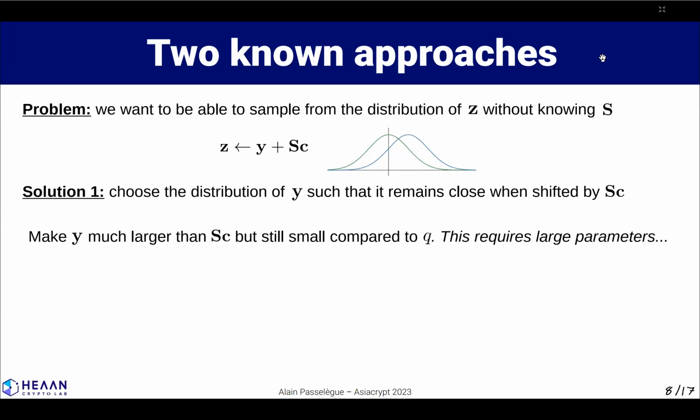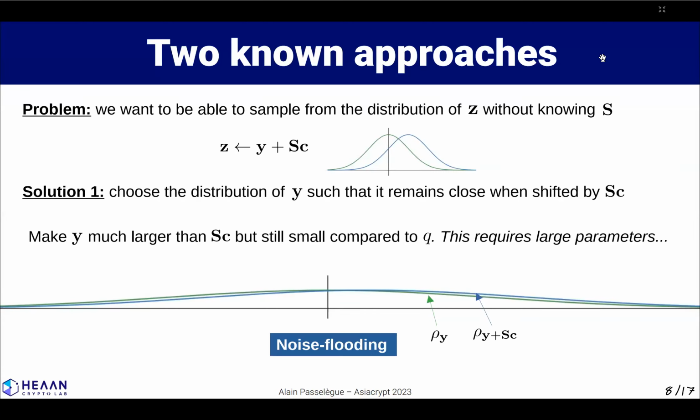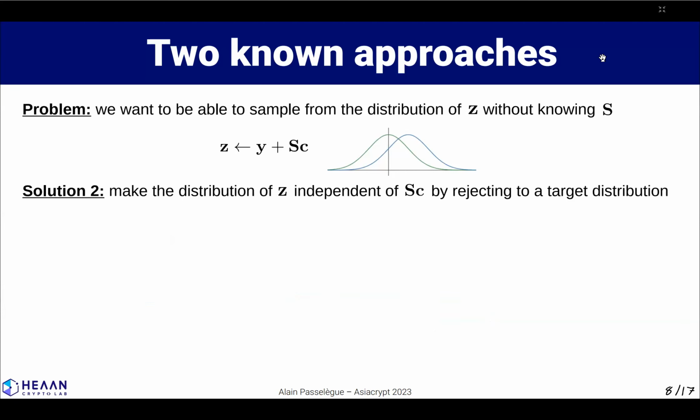So how do you do that? You take Y much larger than SC, but still you need Y to be small in the protocol, so you need to take Q even larger, and then it's relatively inefficient. So basically what happens is the following. You take very flat portions, and then they look alike, and then you are basically sampling from Y, which can be done publicly. So that's noise flooding.